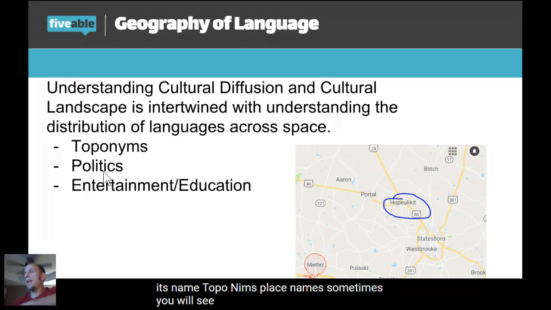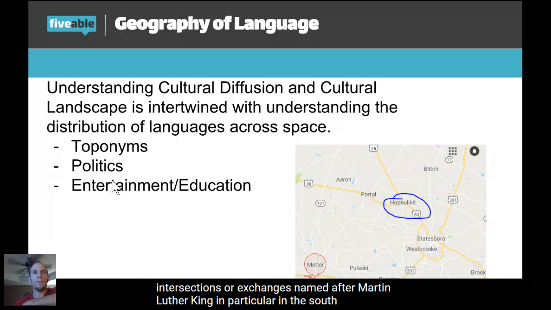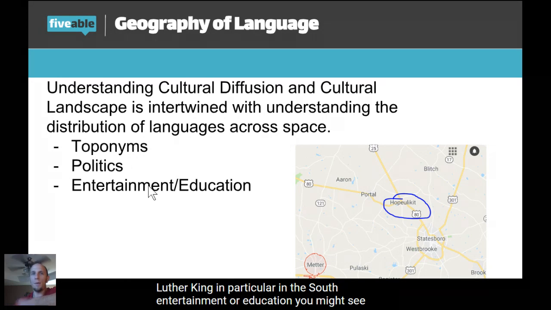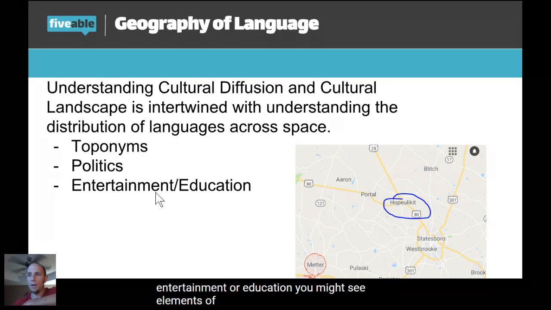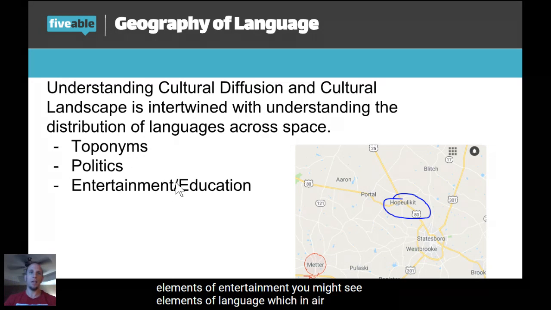Sometimes you'll see places named after politicians like Washington, or places or streets or intersections or exchanges named after Martin Luther King, in particular in the South. You might see elements of language in entertainment and education as well.